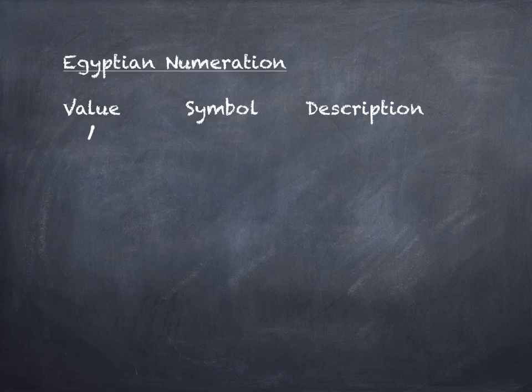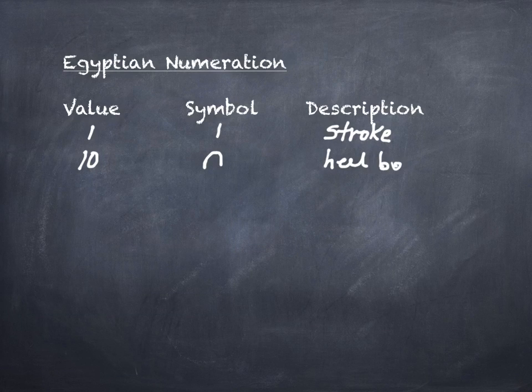So the first one is the value 1. And the value 1 in their system looks just like ours. Just one old stroke. And that's exactly how we're going to describe it. It is a stroke. The second one is the value 10. And the symbol for 10 is an upside down U. Or it looks like our intersection symbol that we've seen in the last couple chapters, right? This is described as a heel bone.